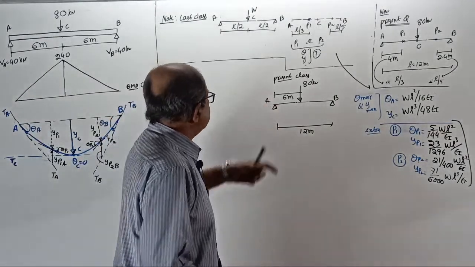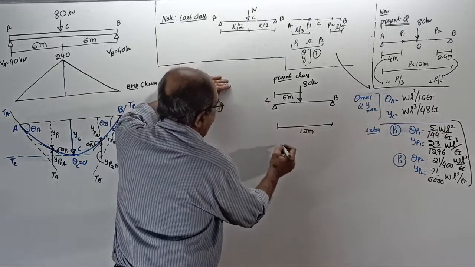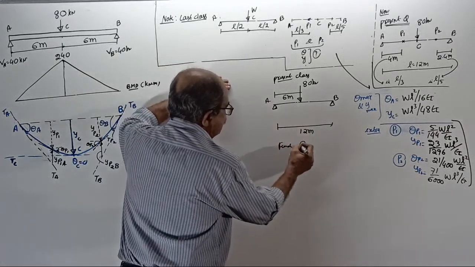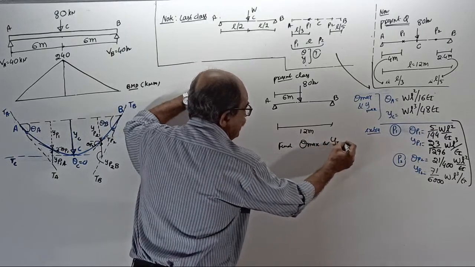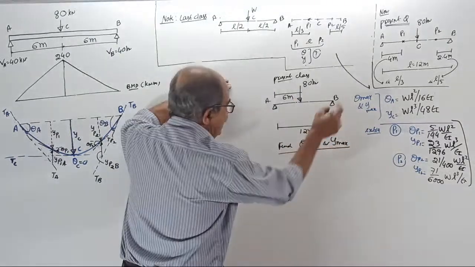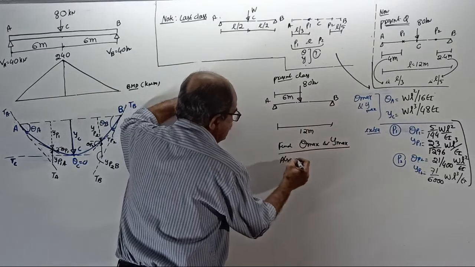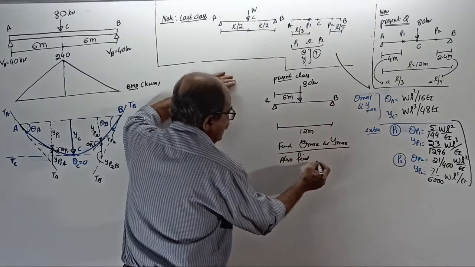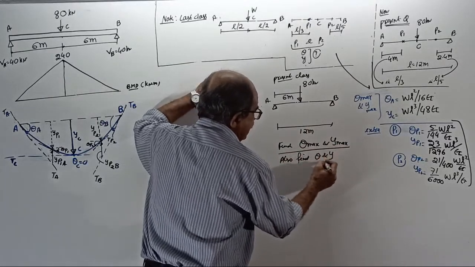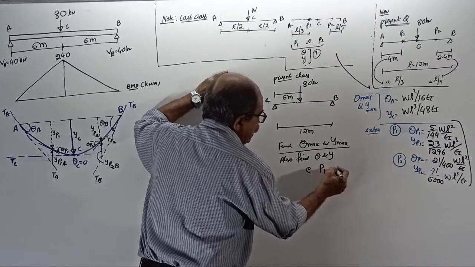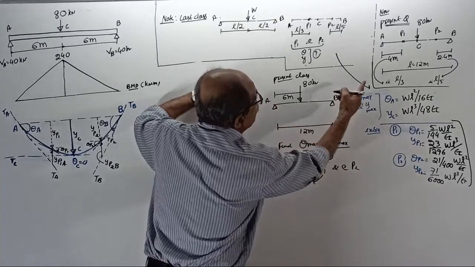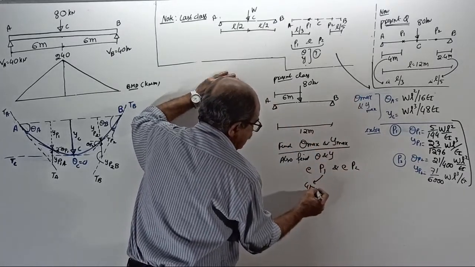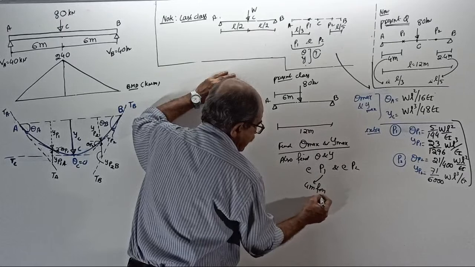The question is: find theta max, the maximum slope, and the maximum deflection. Then also find the slope and deflection at two points, P1 and P2. P1 is at 4 meter from the left end.